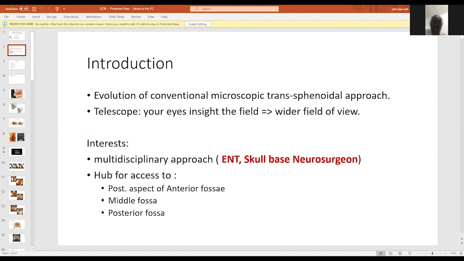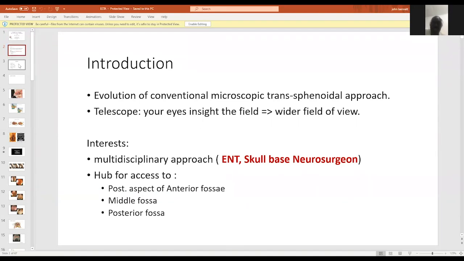So later on, we developed the microscopic transsphenoidal approach, and this is something that we learned decades ago. And now people are using more and more the telescope, the endoscope. These endoscopes have the advantage of giving a panoramic view while you're doing your cases.